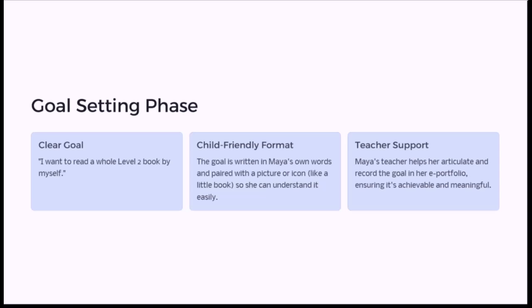Initially, Maya's teacher helps her to set a small, clear goal that goes into her e-portfolio. Her goal might be that she wants to read a whole Level 2 book by herself. Maya's goal is written in her words and paired with a picture or an icon like a little book so she can understand it easily.